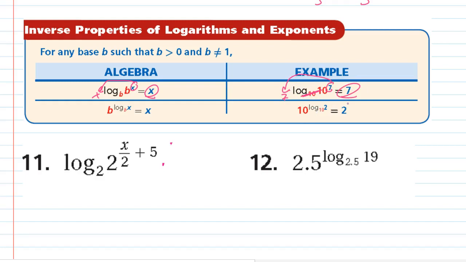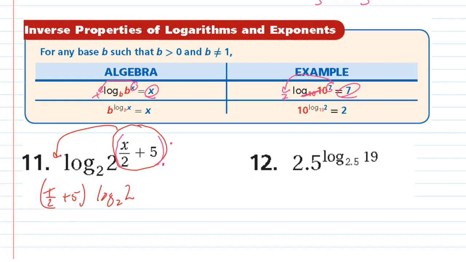So if you look at our example here, number 11, it says log base 2 of 2, all raised, and it should be in parentheses, to the power of x over 2 plus 5. So the exponent comes down in front, and that would give you x over 2 plus 5 times log base 2 of 2. Well, log base 2 of 2 cancels out, and that leaves you with a final answer of x over 2 plus 5. Just that simple.